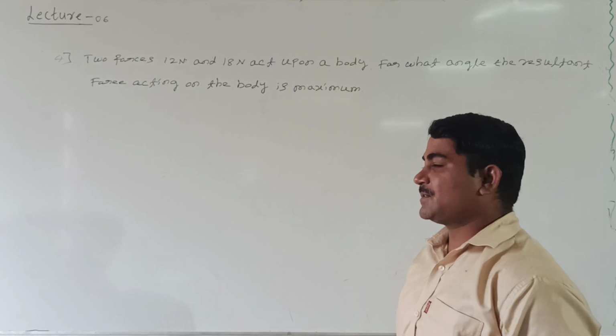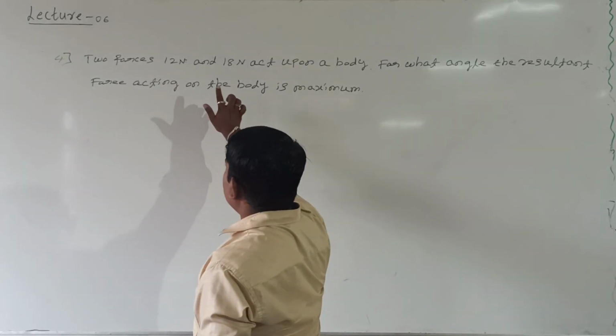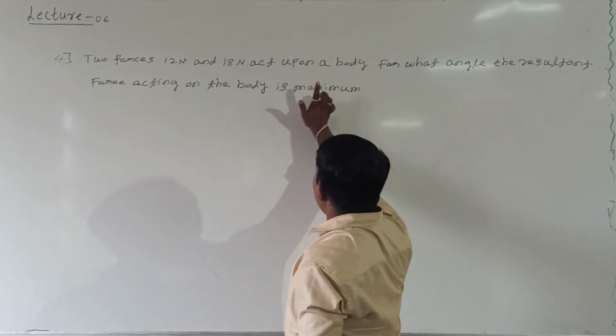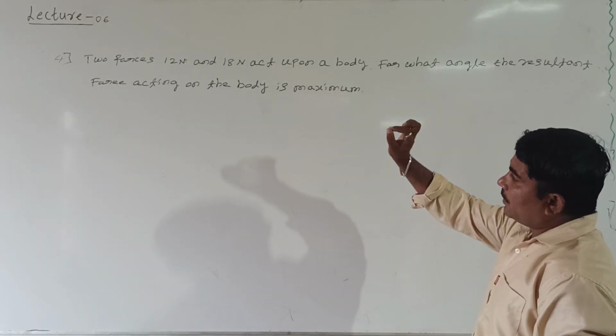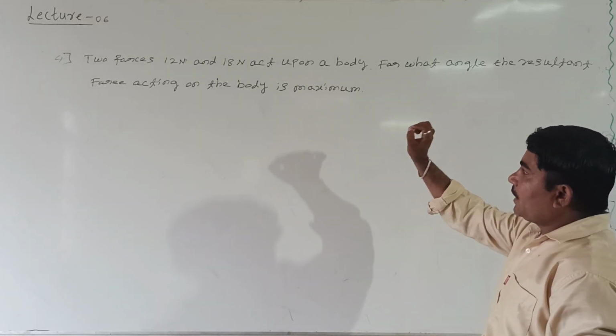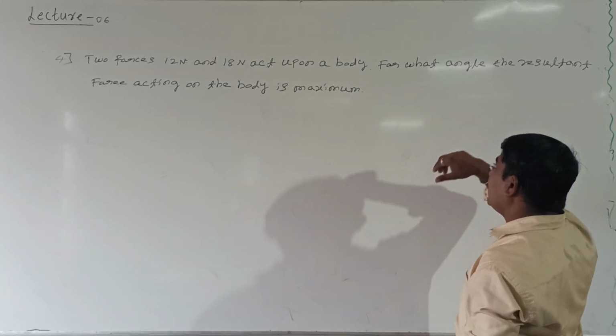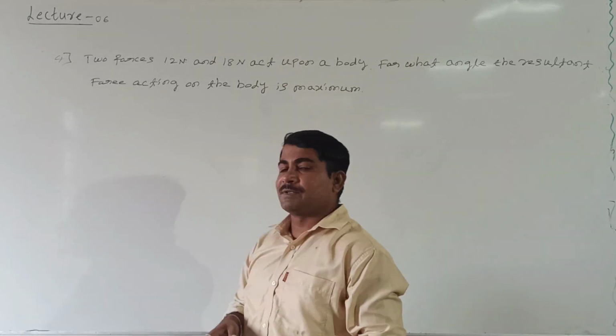The next numerical is: two forces, 12 Newton and 18 Newton, act upon a body. For what angle is the resultant force acting on the body maximum?